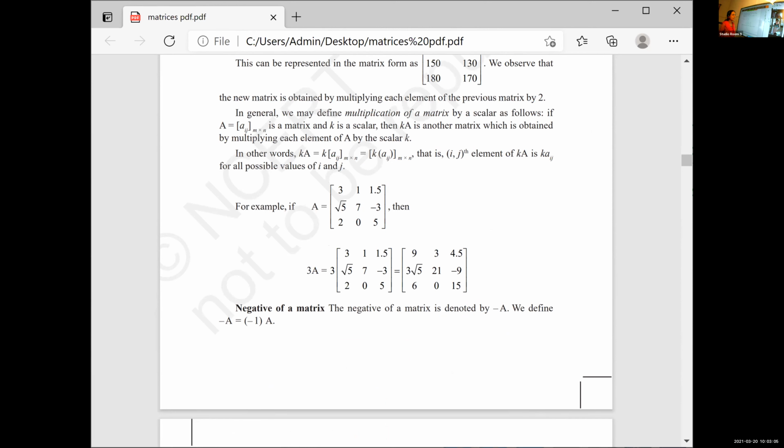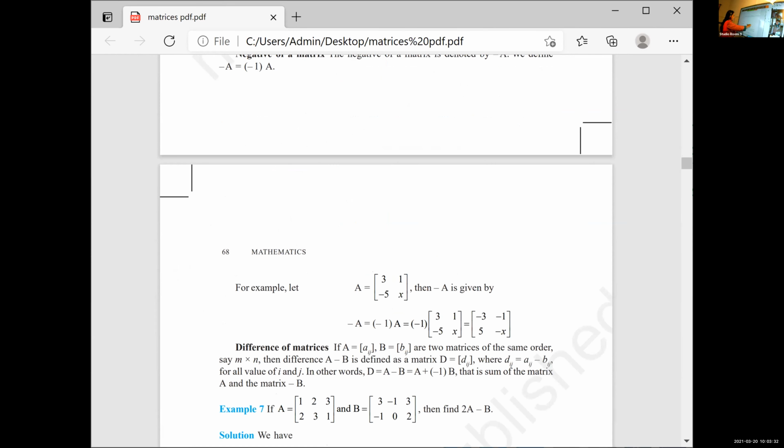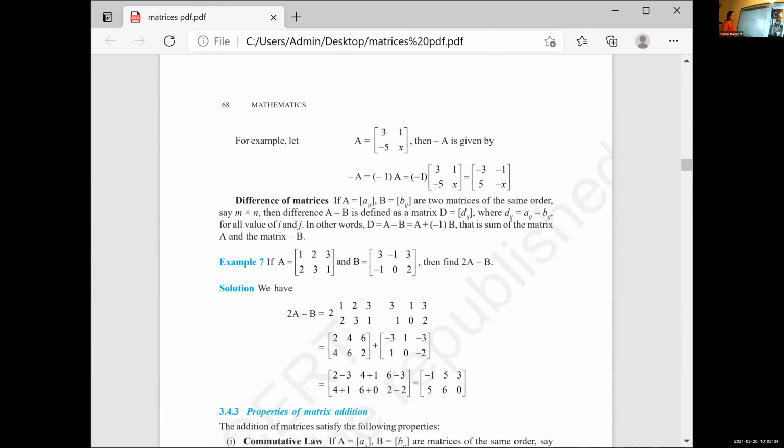Next is negative of a matrix. What is meant by negative of a matrix? The negative of a matrix A is denoted by minus A, and it is defined as minus 1 into A. Change the sign of each entry. Negative of a matrix A is given by minus A, and we get that by minus 1 into A. So if A is given, what is minus A?